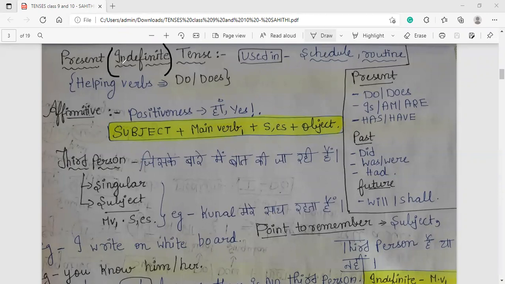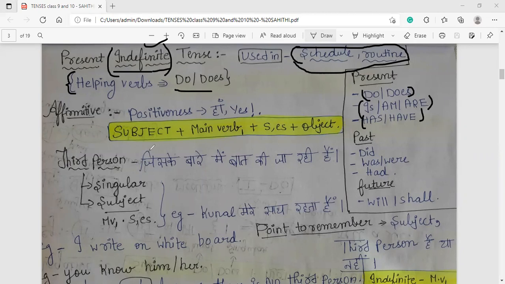So when is this present simple tense used? It is mostly used to talk about a schedule or routine. This present indefinite tense is used for that. What are the helping verbs of this present indefinite tense? Do or does. As we discussed, for present indefinite simple we use the helping verbs do or does. For continuous we use is, am or are, and for the perfect tense we use has or have. Now we are talking about simple present tense, so we are using do or does.